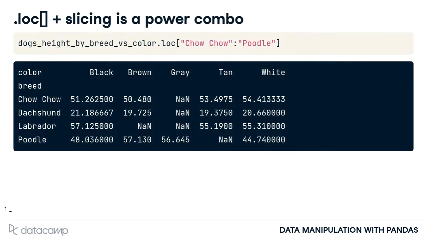Pivot tables are just data frames with sorted indexes. That means that all the fun stuff you've learned so far in this chapter can be used on them. In particular, the loc and slicing combination is ideal for subsetting pivot tables, like so.